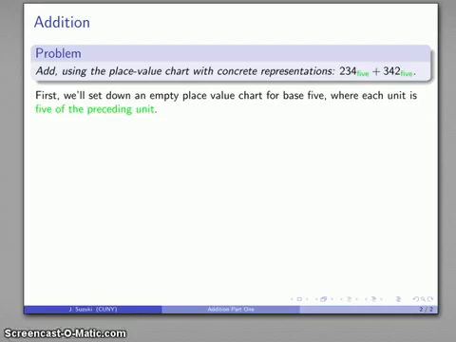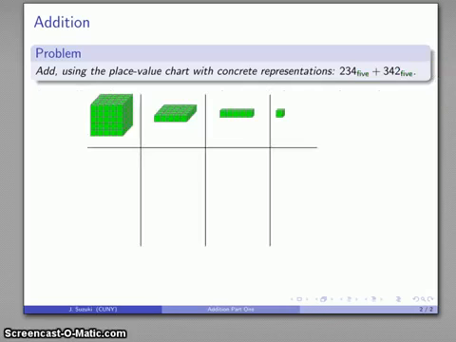Well, we'll set down an empty place value chart for base 5, where each unit is 5 of the preceding unit. And we know that we're dealing in base 5 because our numbers are in base 5. So there's our place value chart, a place, a place, a place, a place. And I've written down 4 places here. I could have more. I've written down what each of the units look like, although I don't really need to.